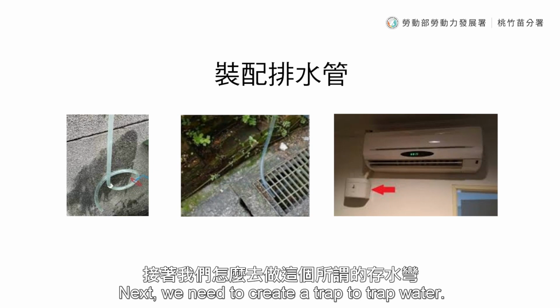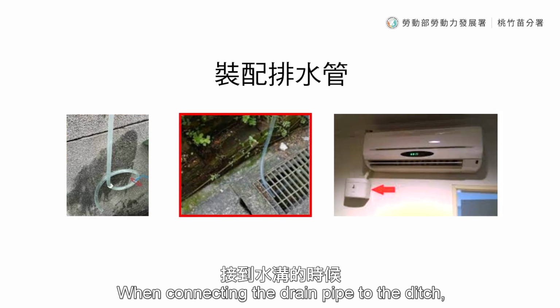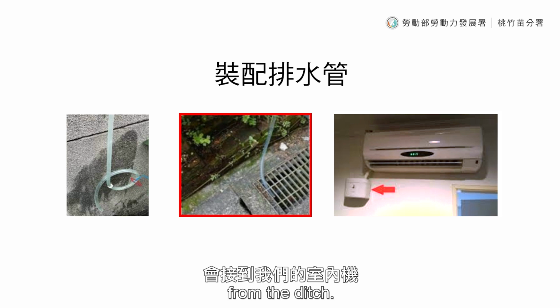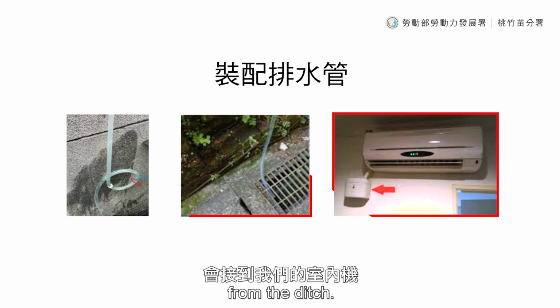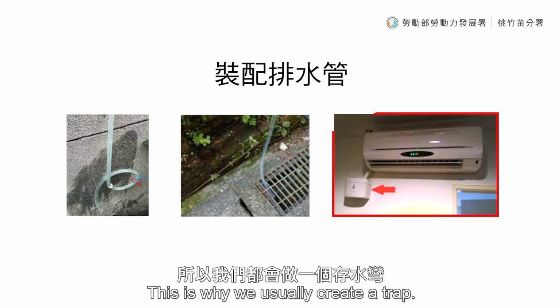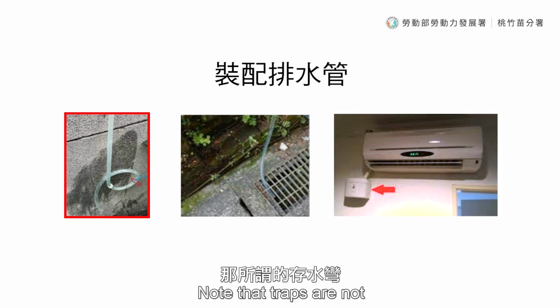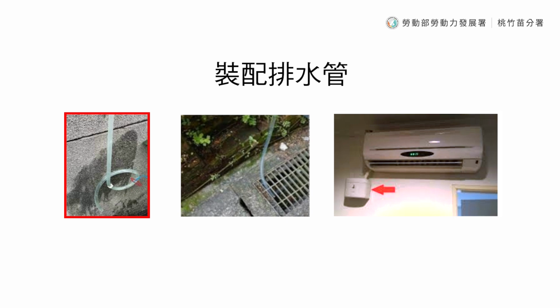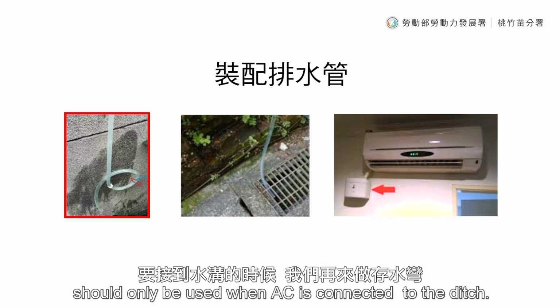Alright, next we need to create a trap to trap water. When connecting the drain pipe to the ditch, some odor can get into the indoor unit from the ditch. This is why we usually create a trap. Note that traps are not always necessary for AC installation. A trap should only be used when the AC is connected to the ditch.